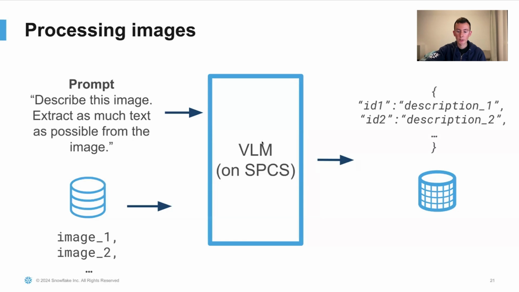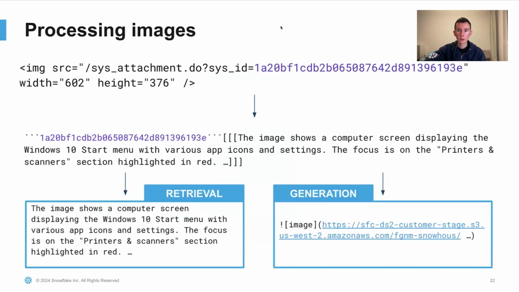And I created this as a pipeline, and this pipeline is run daily to ingest all the newly uploaded data on the Snowhouse stage. So in the end, I obtain a Snowhouse table that contains both the ID of the images and the image description. And now let me explain how we can use it to have images in our chatbot.